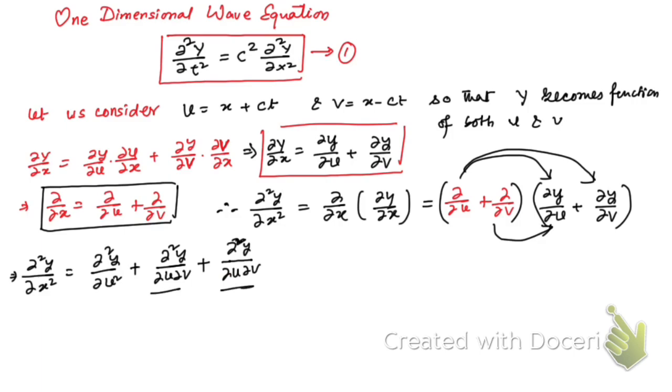So these two are the same terms, so instead of writing twice, we can write here 2. Then plus, now this one with this one, what we're going to have is the second order derivative of y with respect to v. That's what we're going to have. So I hope you have understood this, right?